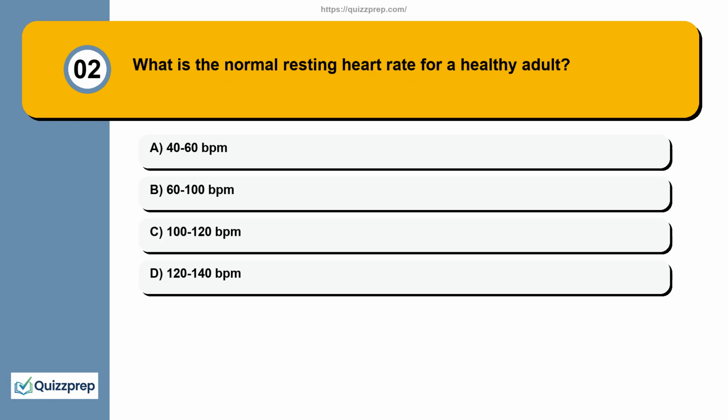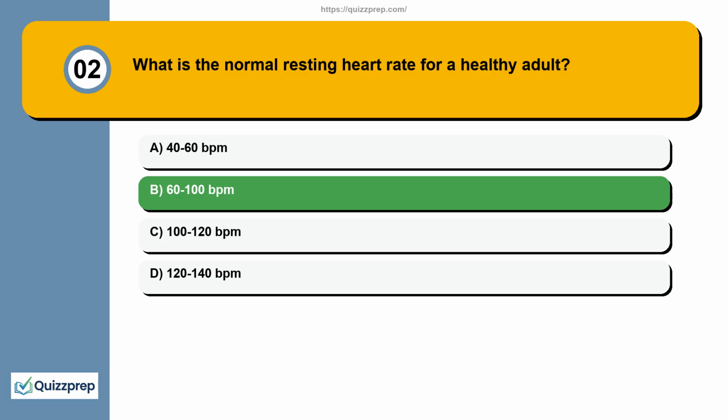Question 2. What is the normal resting heart rate for a healthy adult? Here are your options. Option A. 40 to 60 bpm. Option B. 60 to 100 bpm. Option C. 100 to 120 bpm. Option D. 120 to 140 bpm.